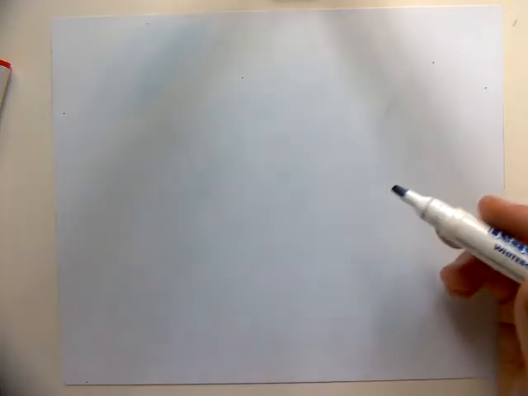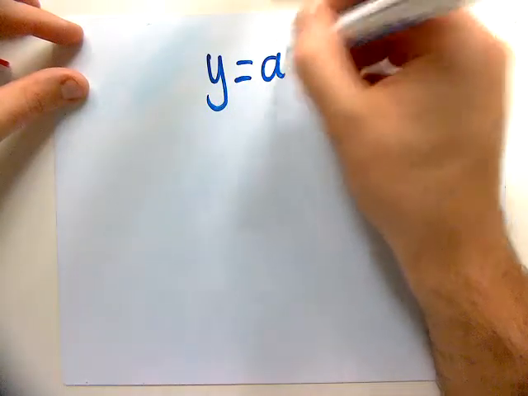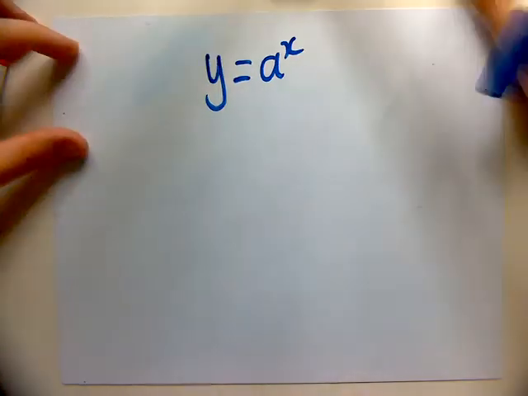Okay, let's have a little look at the exponential function. So the exponential function is a relationship in the form of y equals a to the power of x. The base, a, always has to be a real number not equal to 1, and x is the power or exponent. So y equals a to the power of x. That's the kind of form we're looking at here.